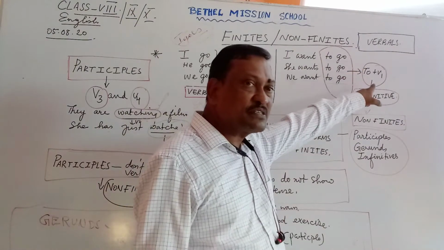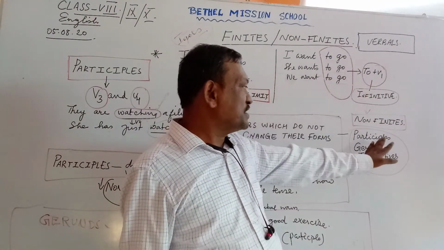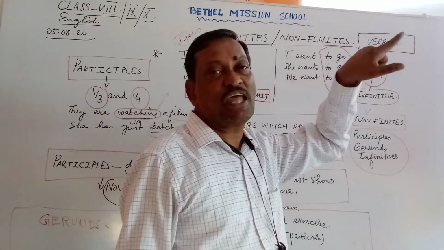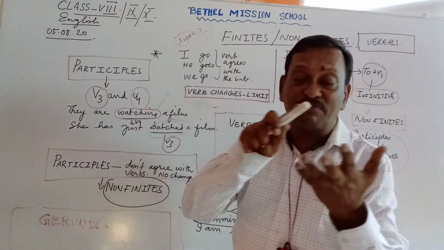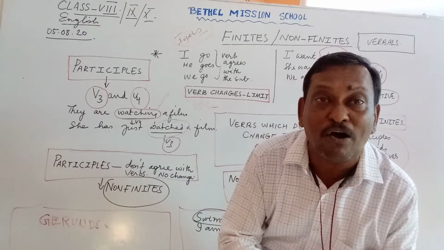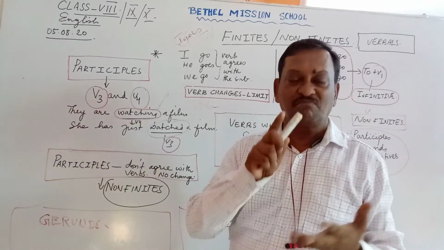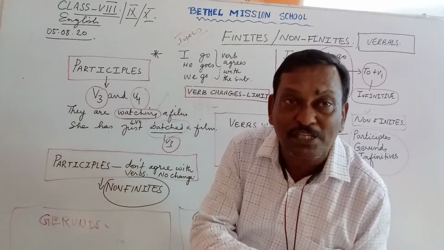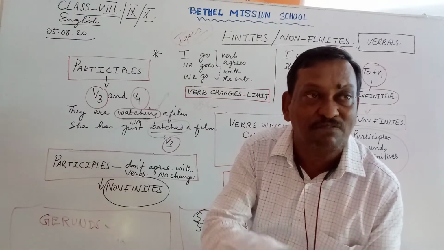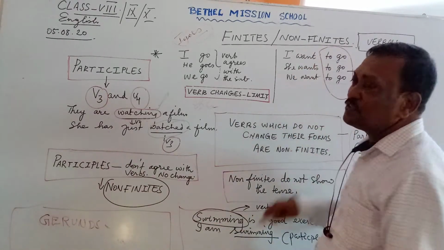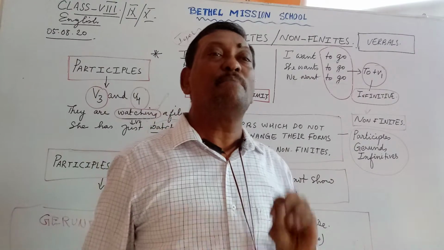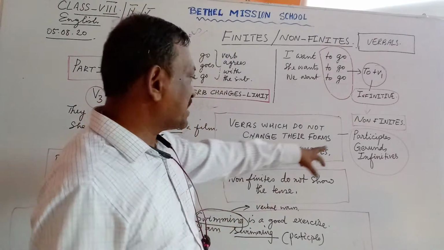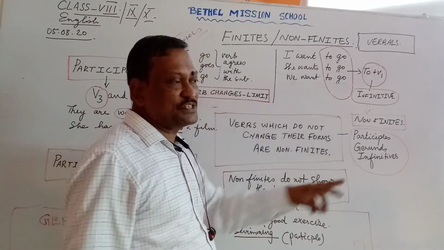So as I have just discussed, infinitives are part of the non-finites. Participles are also part of the non-finites. And what is a participle? The V3 form and the V4 form of a verb. For example, eat. Eat is present, ate is past, eaten is past participle, and eating is present participle. So eaten and eating, V3 and V4, become part of the non-finites. The participles become a part of the non-finites. Keep this in mind.